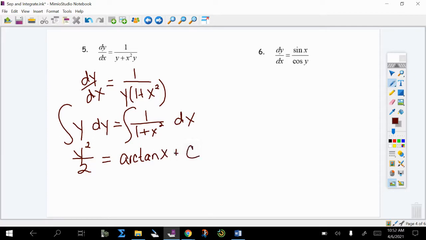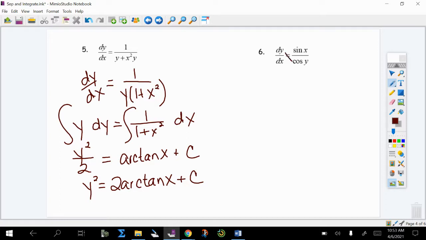So arctangent of x. When you have things like that that are more complicated, you most likely will not be asked to get y by itself. You may be asked to multiply by 2, so you may see something like this. But most likely, they will ask for very little simplifying because the integration was more complicated, which gave you a more complicated general solution.